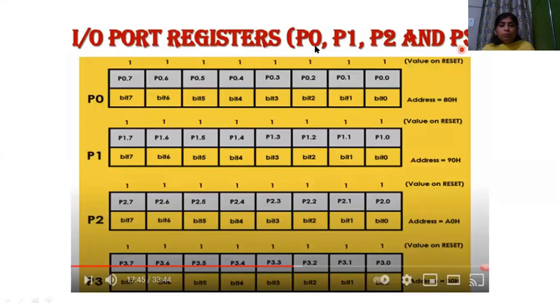Input output registers. There are 4 input output registers, P0 to P3, having addresses 80H, 90H, A0H. P00 means the least significant bit, and P07 is the most significant bit.